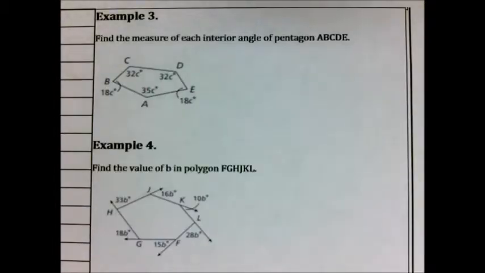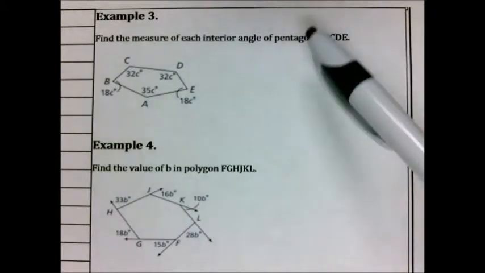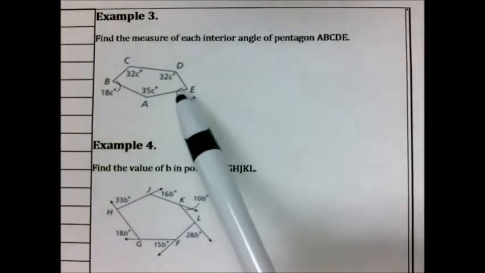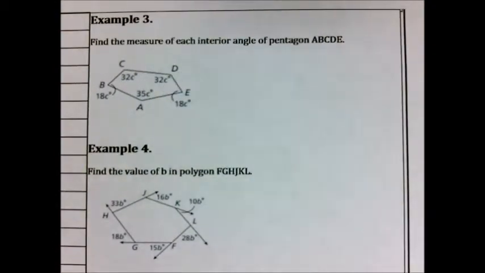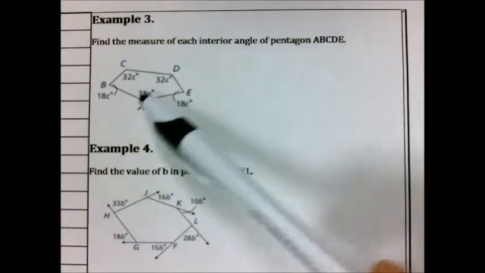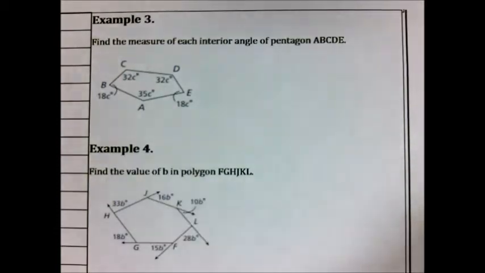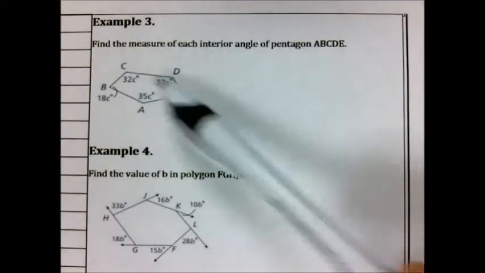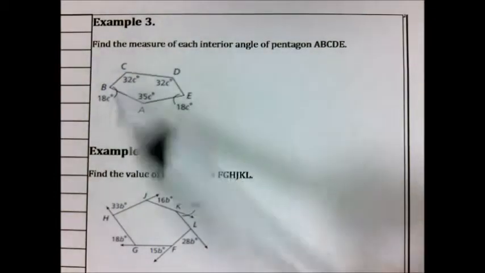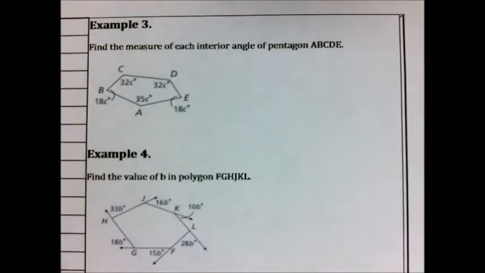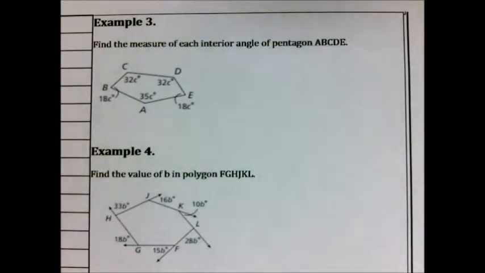So example 3, we want to find the measure of each interior angle of pentagon ABCDE. We've got to do a little bit of algebra here, so this is where it gets a lot of fun, right? We see that all of these angles are going to be different. I mean, E and B are going to be the same, D and C are going to be the same, but A, there's going to be essentially three different angle measures.